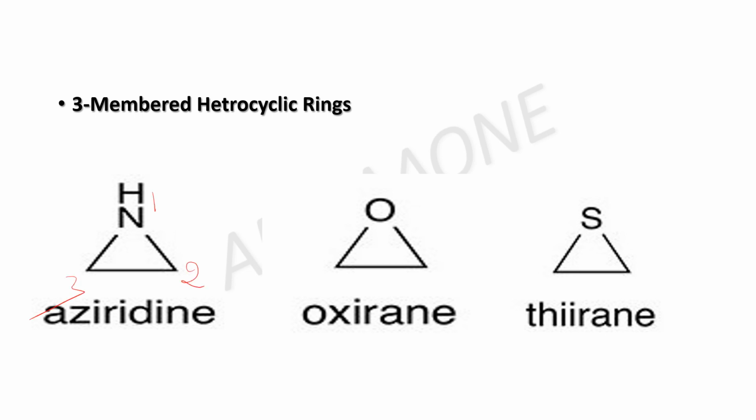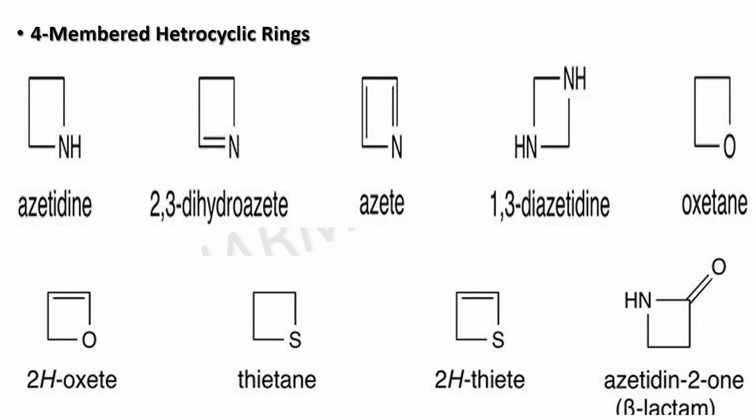Then second, oxirane, thiirane. You can see here the aza group is there. You can remember like aziridine, oxirane, oxygen, oxirane, thiirane. Okay. Next, 4-membered heterocyclic rings. First one is azetidine. Numbering here also starts from heteroatom. Start 4-membered ring. Azetidine.